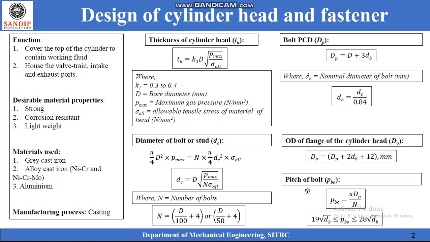Pitch of a bolt is nothing but the distance between two adjacent bolts along the circumference of a pitch circle. Hence its formula can be given as Pb equal to circumference of a pitch circle divided by number of bolts, which is pi Dp upon n. There is one more design guideline that this pitch of a bolt should lie between 19 root db to 28 root db. These are all the formulae for design of cylinder head and its fastener.